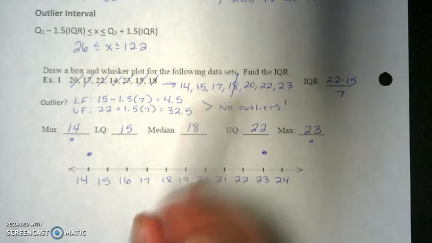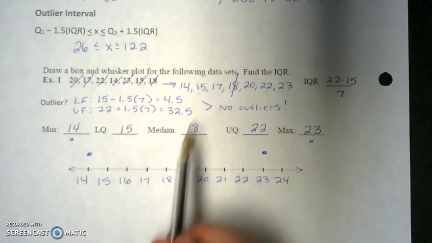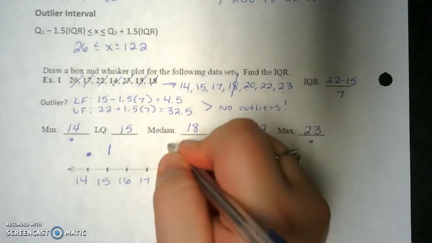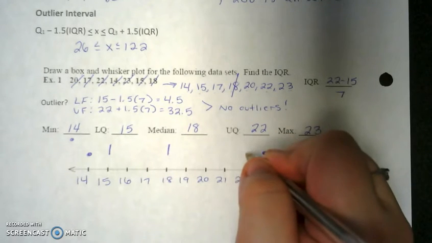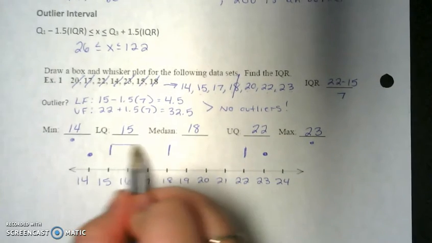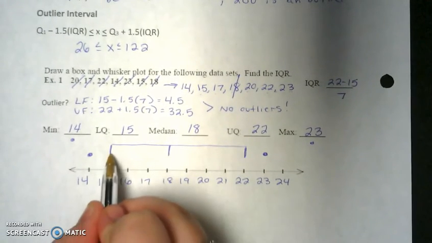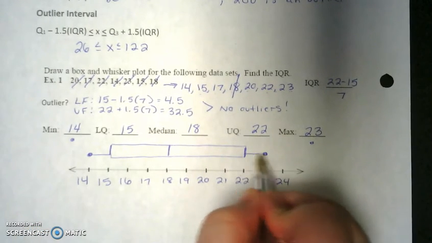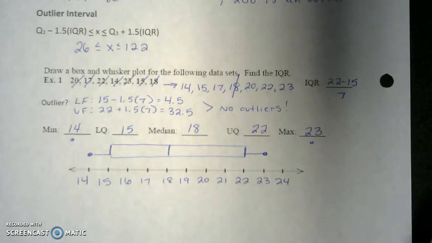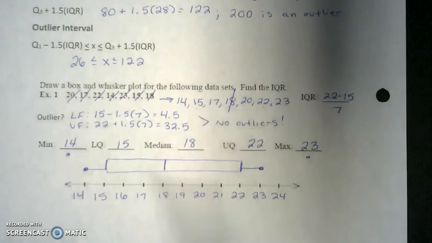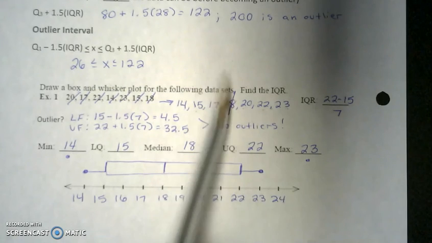Now on the rest of them, so Q1, median, Q3, we're going to draw a vertical line. So we got a vertical line, and a vertical line. So it looks kind of weird, but now we're going to connect our box together. And then attach our whiskers. So we just made a box and whisker plot. So this is how you find a box and whisker plot and how to check for outliers.